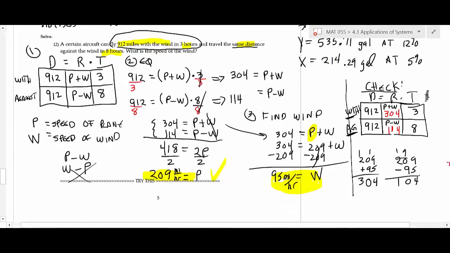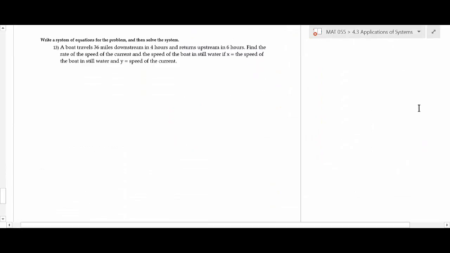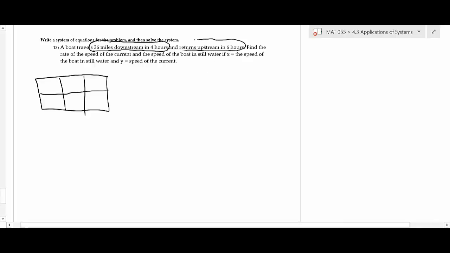All right. Now I'm going to help you set this one up, and then I'll have you finish it up. When you do these problems that have distance, rate, and time, the way you want to start after you read the word problem is to get a chart set up. This one's very similar to the problem I just did. It says a boat's going downstream in 4 hours, 36 miles. Downstream is the same concept as with the wind. Then it says it does a return trip upstream in 6 hours. That's no different than going against the wind, like the plane.